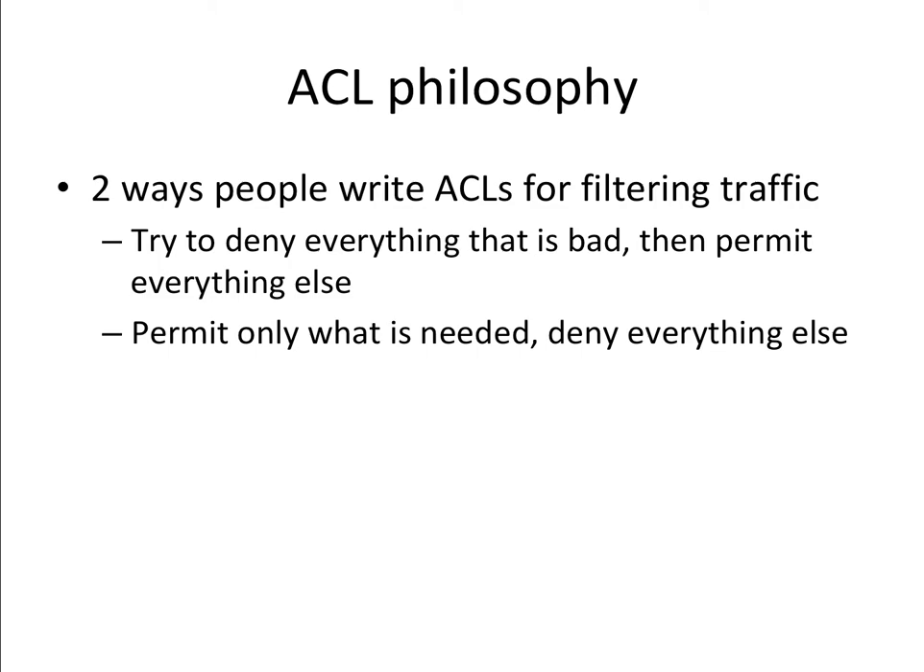So first, I want to talk a little bit about the philosophy of creating access lists. There are two ways that people usually try to write access lists to filter traffic. One way is they try to figure out what is bad and then deny all that, and then they'll permit everything else. So basically they let everything out of the network or everything into the network except for those 20 or 30 things they've decided are bad. That's generally not the preferred way to do it.